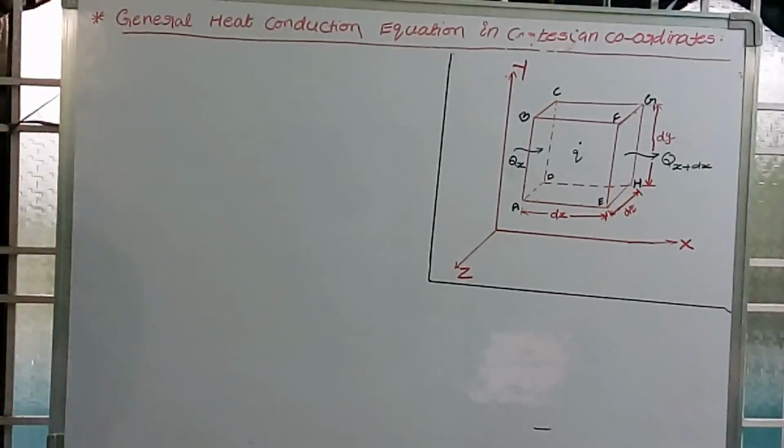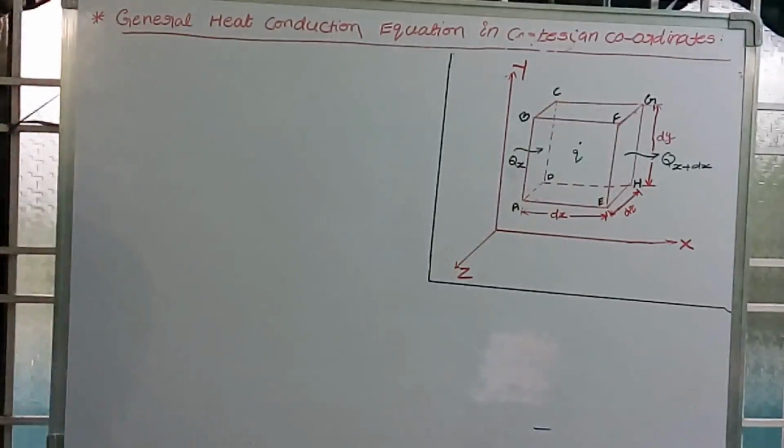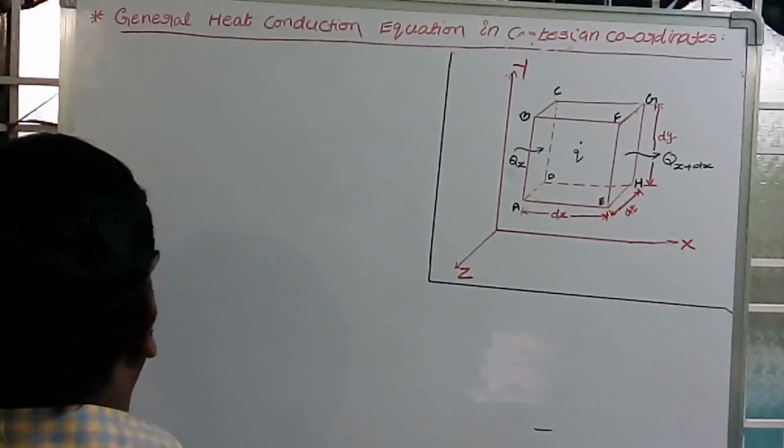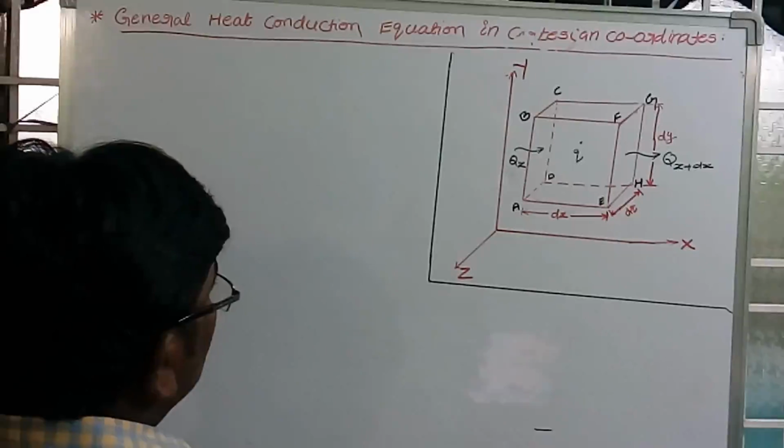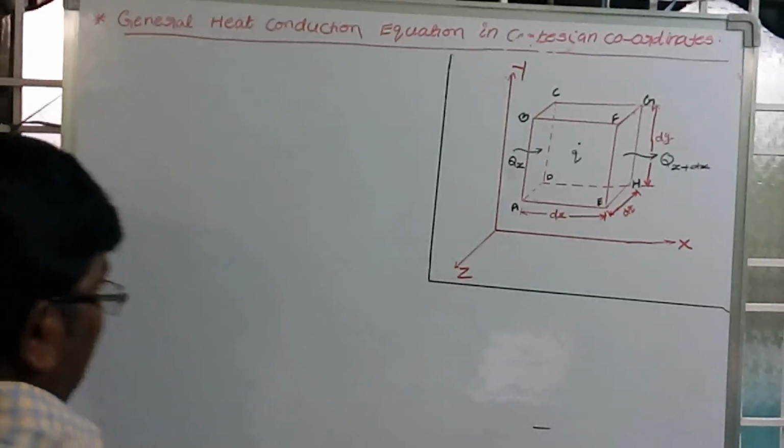Today I have to explain the subject, heat transfer. A very important derivation in heat transfer is the general heat conduction equation in Cartesian coordinates. You can solve the general heat conduction derivation by using a small differential cubical element.